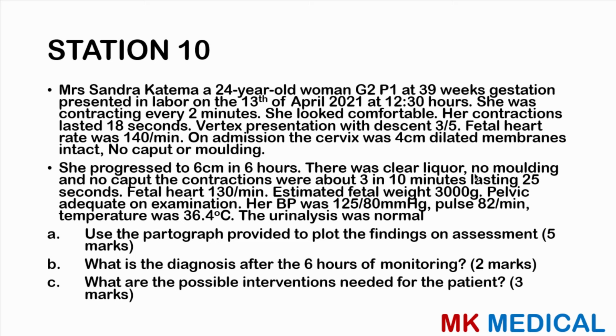The pelvis was adequate on examination. Her BP was 125 over 80 millimeters of mercury. Pulse was 82 beats per minute. Temperature was 36.4 and the urinalysis was normal. So use the partograph provided to plot the findings on assessment.